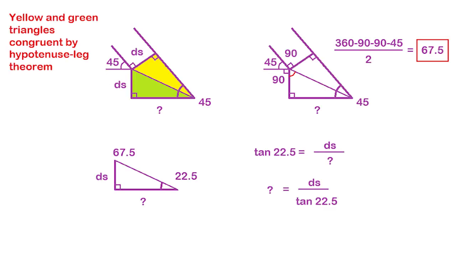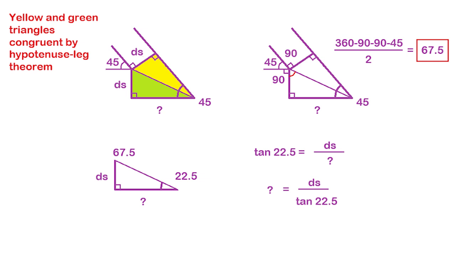Connecting the corner points of the inside and outside triangles, we deduce that they form congruent triangles by the hypotenuse-leg theorem. The triangles share the same hypotenuse and have ds as a congruent leg. From there, we can figure the angles of the congruent triangles are 90, 67.5, 22.5, if you follow the logic of the drawings.